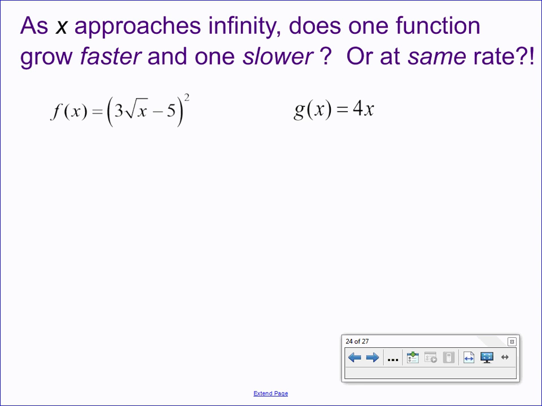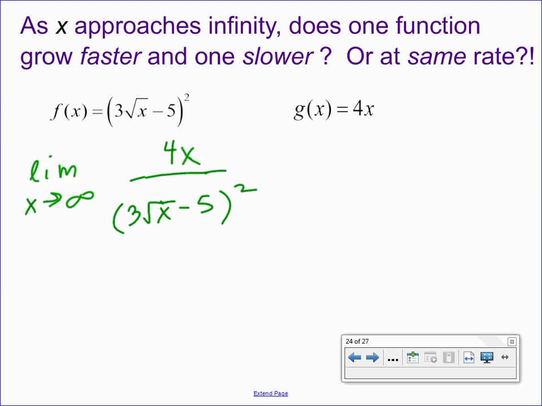I'll consider the limit as x approaches infinity. And which one do you guys want to have on top? 4x over quantity 3 root x minus 5 squared? Okay. So as x goes to infinity, what does the top do? That goes to infinity. And the denominator? Yeah, that still goes to infinity. I had to do my function calculus just to remind myself. So, want to try L'Hopital's rule? Yes? Okay, let's do L'Hopital's rule.